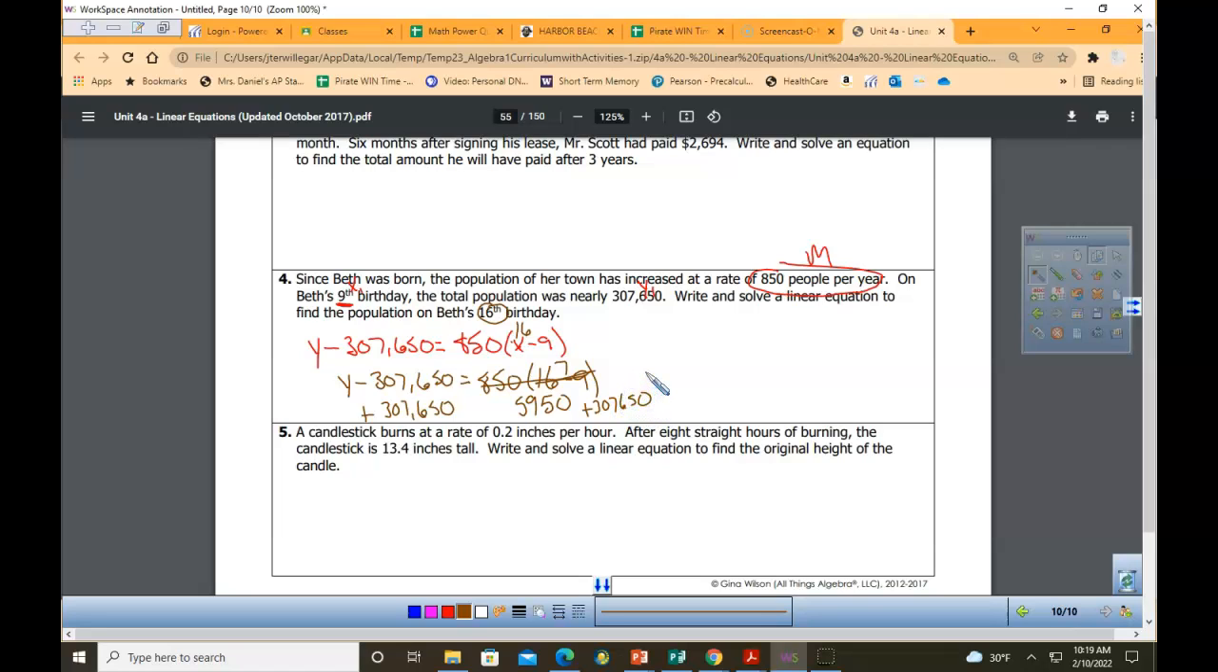So when I add 307,650, I got 313,600 people would be the population. Okay. Another way you could have done this is you could have just done between her 9th birthday and 16th birthday is 7 years, right? And if it increases at a rate of 850 per year, you could have just done 7 times 850 plus what you started at. That works too.